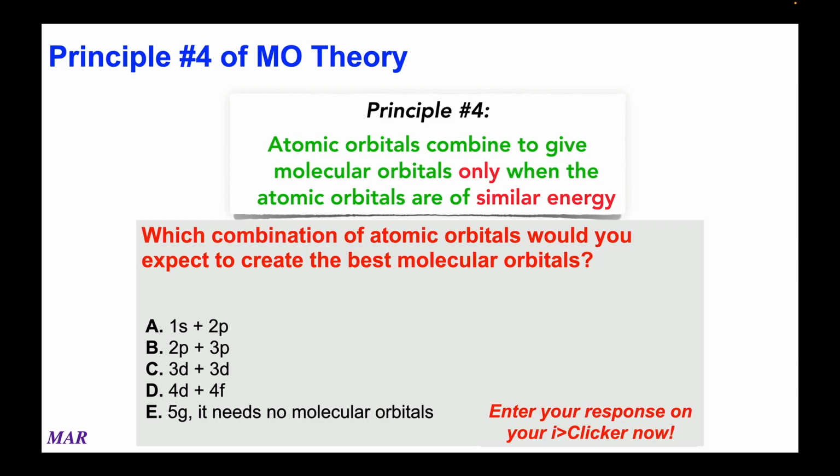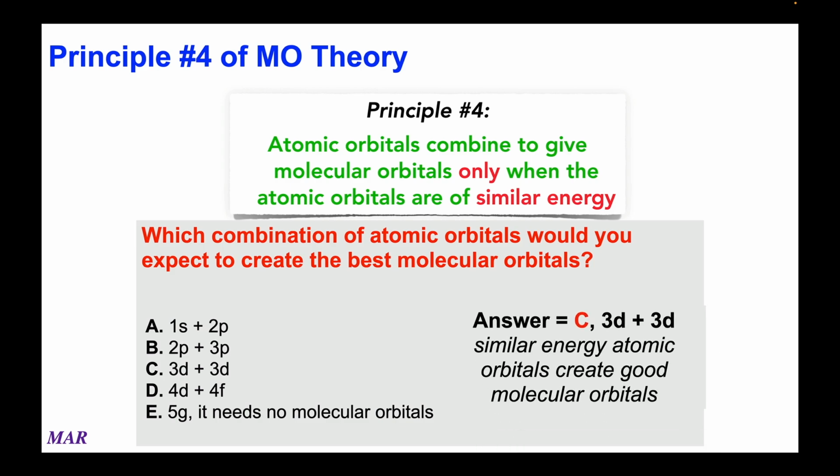So here's a question. What combination of atomic orbitals would you expect to create the best molecular orbitals? And again, the punchline is you want them to be as close to each other as possible. You can see that 1s plus 2p, those aren't even close to the same. 2p plus 3p, not even close. But 3d plus 3d should give pretty good molecular orbital mixing. And this is what happens with transition metals, by the way. A 4d plus 4f isn't going to happen.